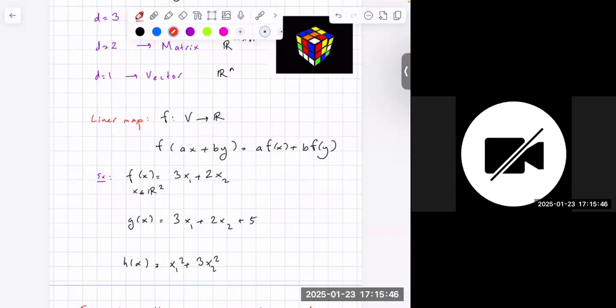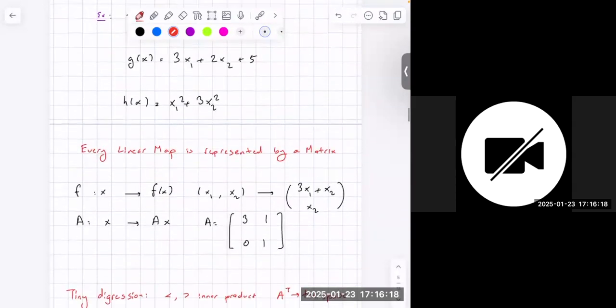And examples: if you're taking your vector X in R2, say coordinates X1, X2, and you're spitting out 3x1, 2x2, that's a linear thing. If you see squares like this, that's a nonlinear thing. And counterintuitively, this one is also not linear. This 5 at the end does not depend on the vector at all. It messes up the definition. But this is a fixable nonlinearity, that's not a big deal. You can get rid of 5 somehow and then put it back later. That's fine.